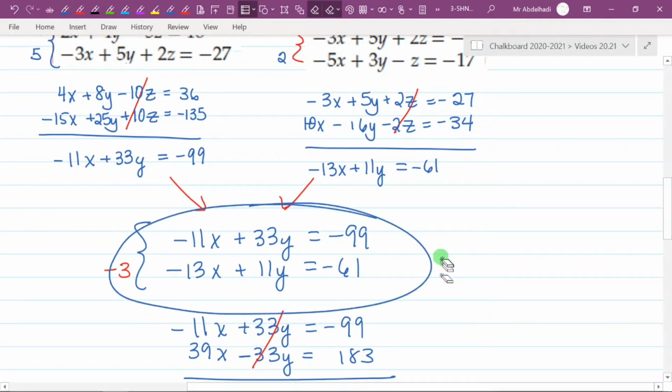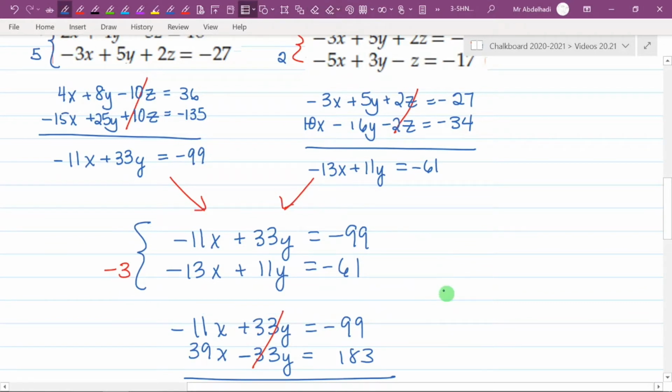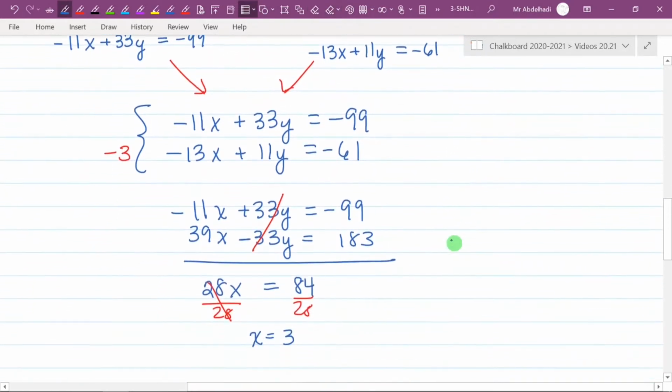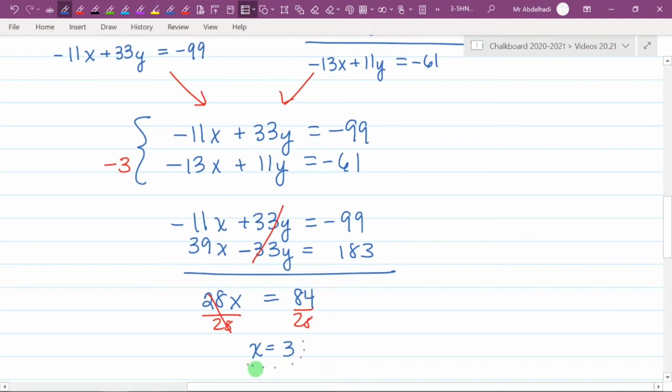Take one of those 2 equations, and it doesn't matter which one, and plug in what you know, which is x equals 3. That has now been discovered. You know x equals 3. And if you plug in x equals 3 here, you only have a single variable and you can solve for that. So let's go with the bottom equation here. The bottom equation is negative 13x, I'm leaving a blank space here for x, plus 11y equals negative 61.